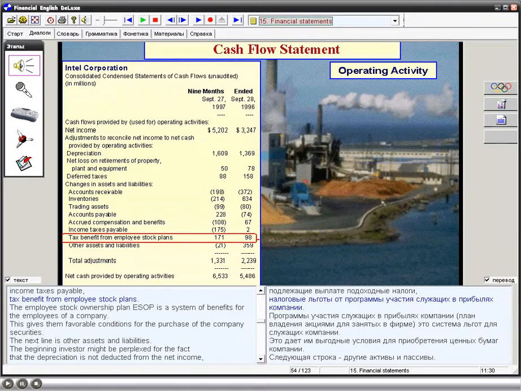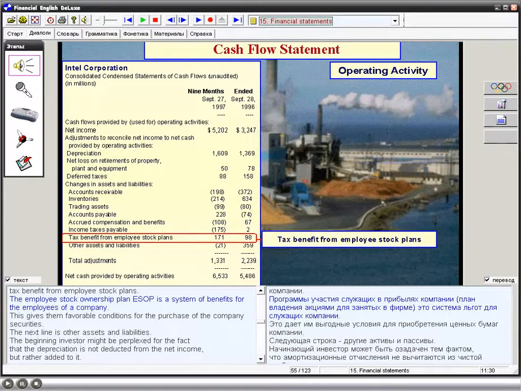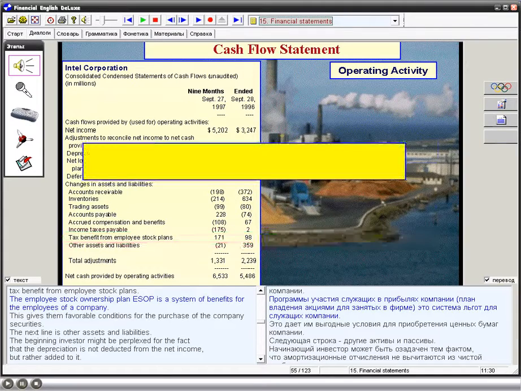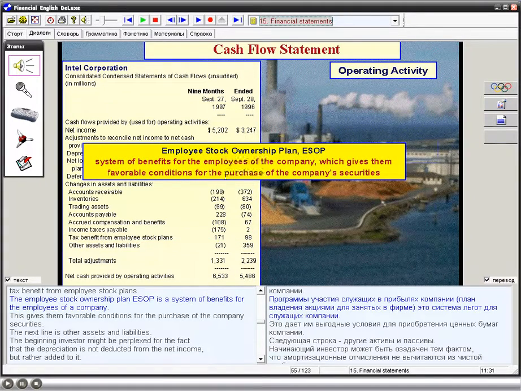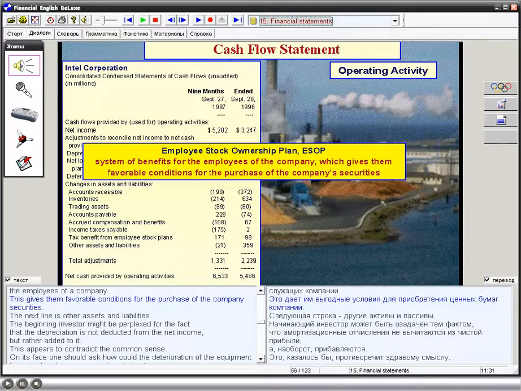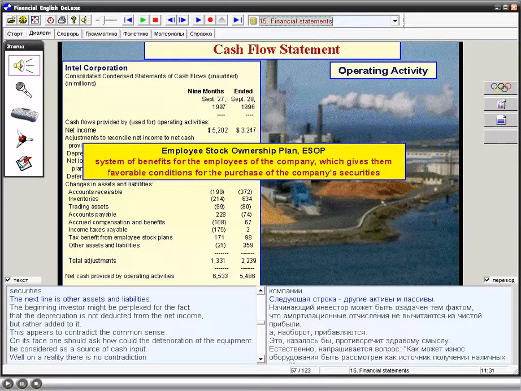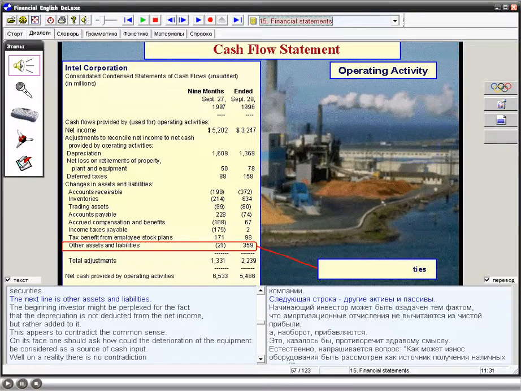tax benefit from employee stock plans. The Employee Stock Ownership Plan, or ESOP, is a system of benefits for the employees of a company. This gives them favorable conditions for the purchase of the company's securities. The next line is other assets and liabilities.